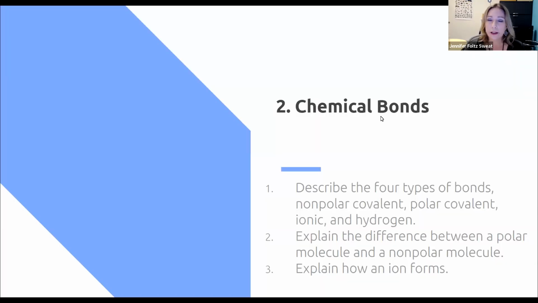This is my second lecture video for the Molecules of Life presentation. For this video, I will talk about chemical bonds. Your learning objectives: you need to describe the four types of bonds. There are nonpolar and polar covalent bonds, ionic, and hydrogen. You need to explain the difference between a nonpolar molecule and a polar molecule and explain how an ion forms.